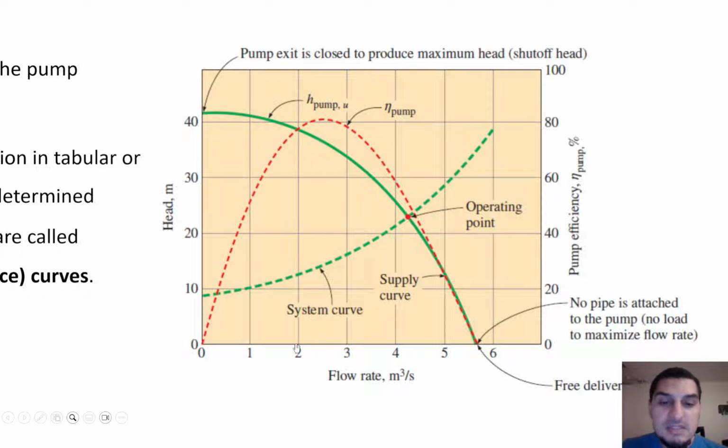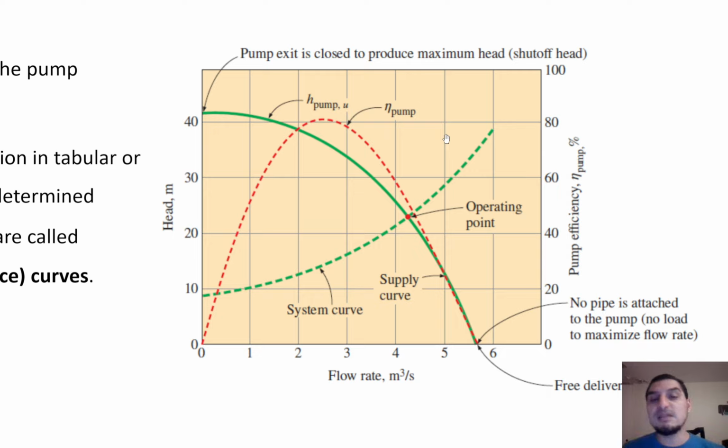So let's say the volumetric flow rate is 3 meter cube per second. From this we can know that the maximum head is going to be around 34 meters. And at the same time, at this specific volumetric flow rate, the efficiency is around 79%. This is very useful because you can know if this pump is going to be suitable or not.